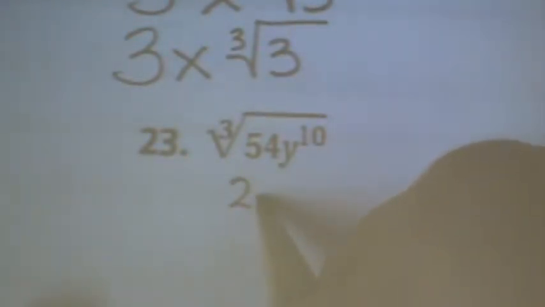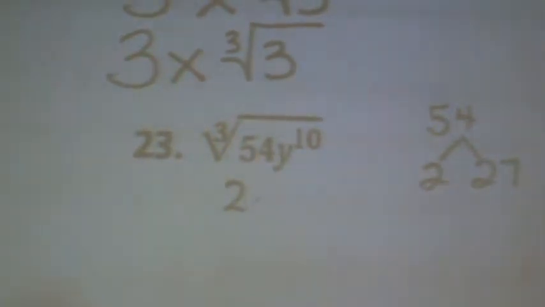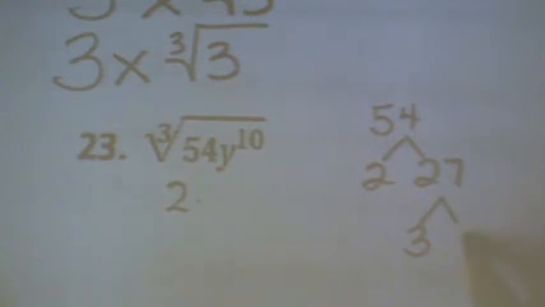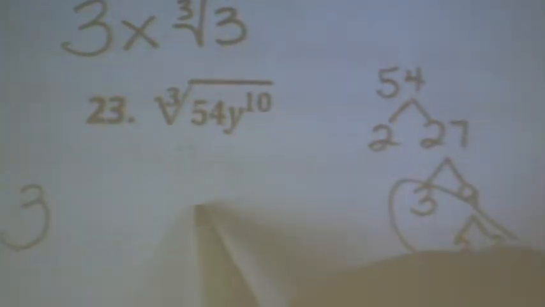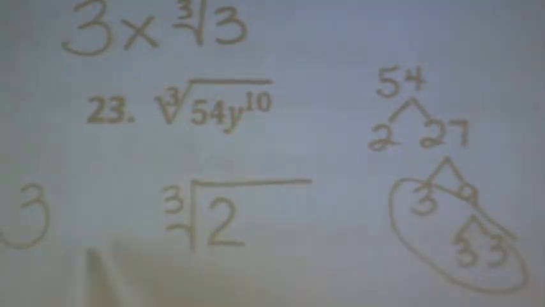So we can do this. 54 is 2 times 27, so if you look at 54, make a tree. 2 times 27 is 54. And 27 is 3 times 9 and 3 times 3. So we've got 3 3s, and the 2 is going to stay. So the 3 comes out, but the 2 stays.